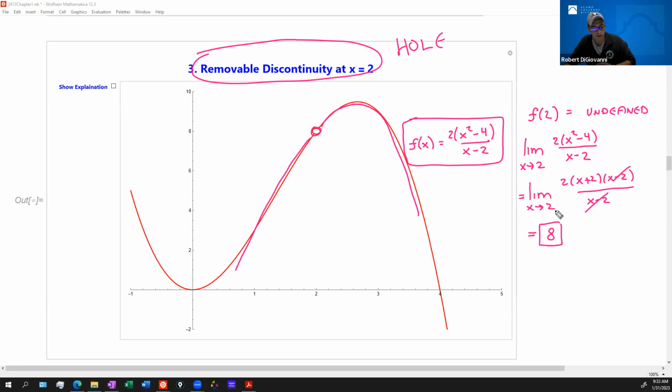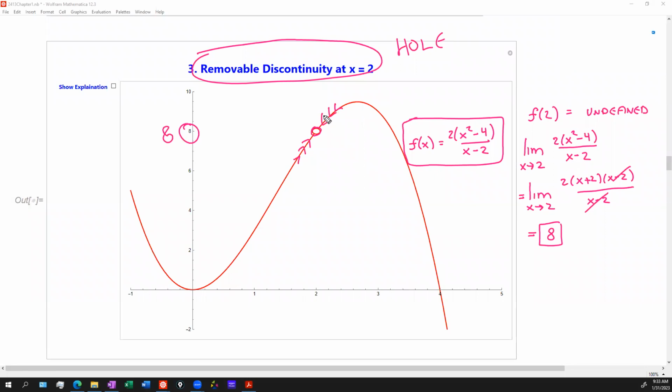And isn't that what our limit is? Y'all see that when we approach 2 from the left, we're headed to 8. When we approach 2 from the right, we're headed to 8. What I'm trying to get you to buy into here is that this function right here is a pretty good representation of what we're seeing.